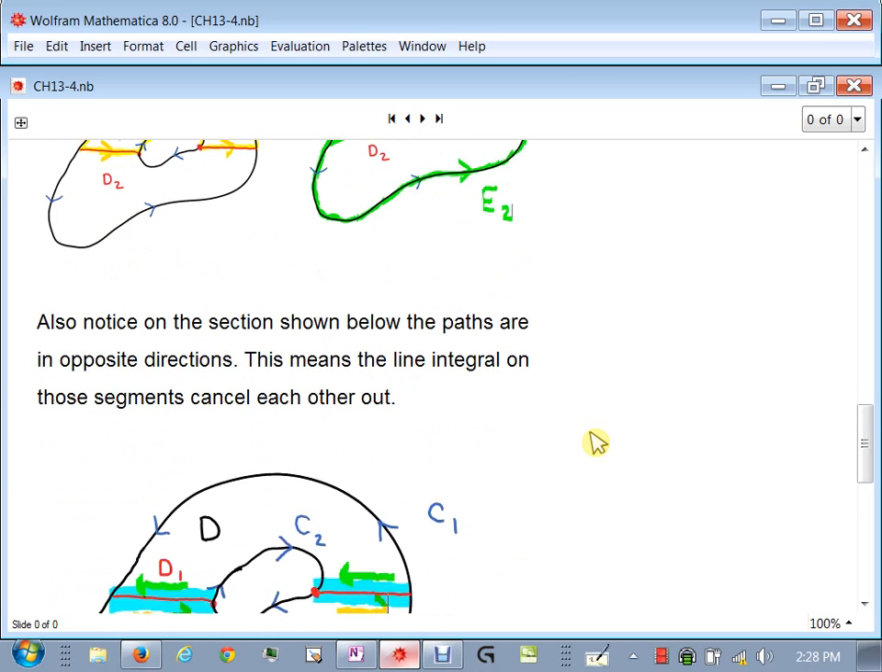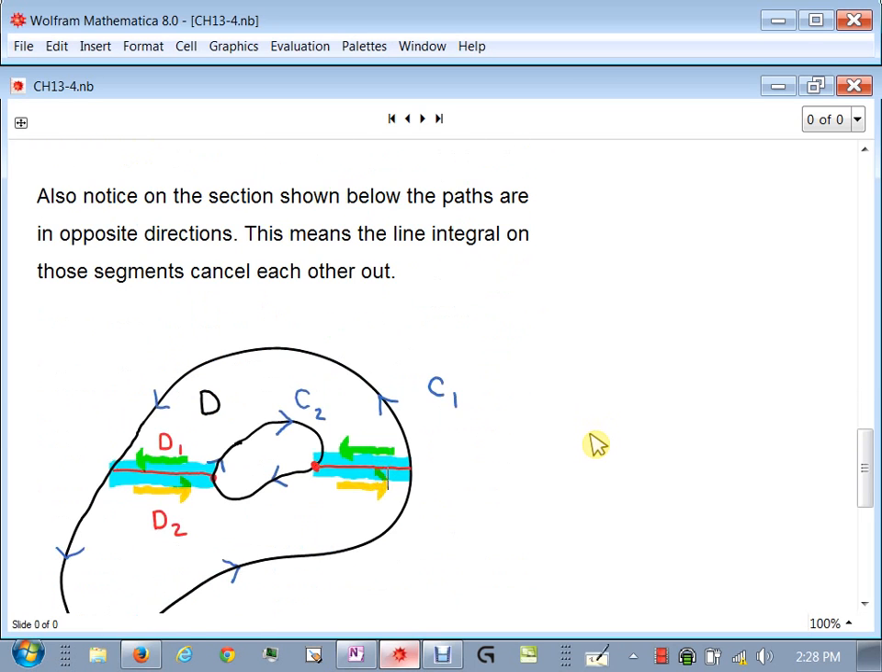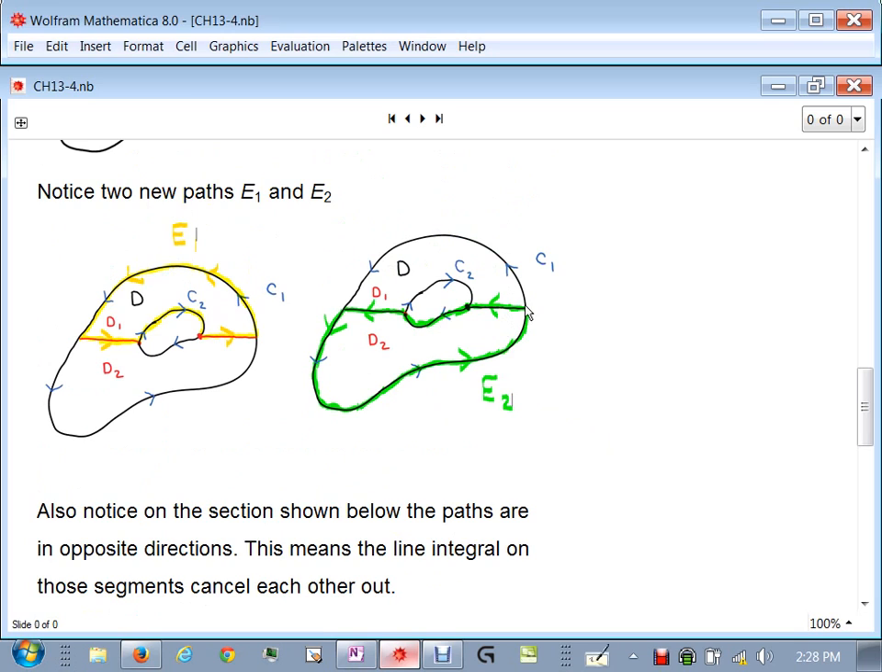Also notice the sections shown below the paths are in opposite directions, right? So this part, the green path went this way and the yellow path went this way. And so those two parts are going to cancel out, right? Do y'all follow that? Back up to this picture. If you go across the green here, whatever the line integral is just from here to here, that line integral should cancel out from this line integral because they're in opposite directions. Yes? If we add them all together.